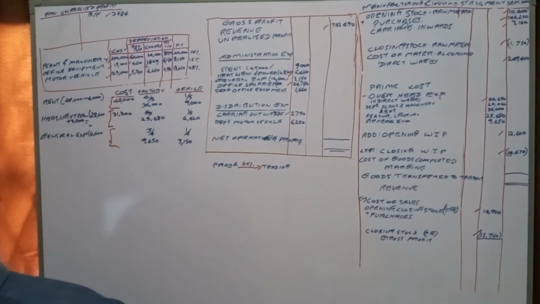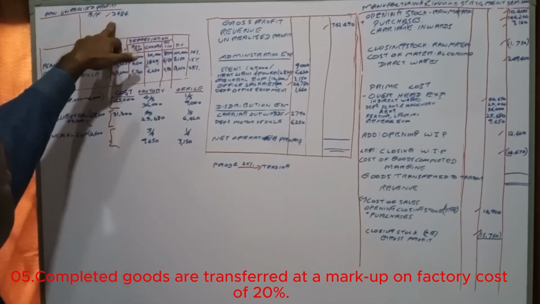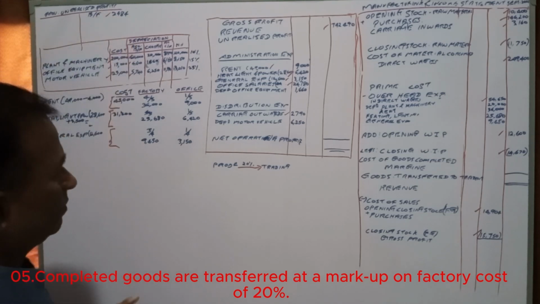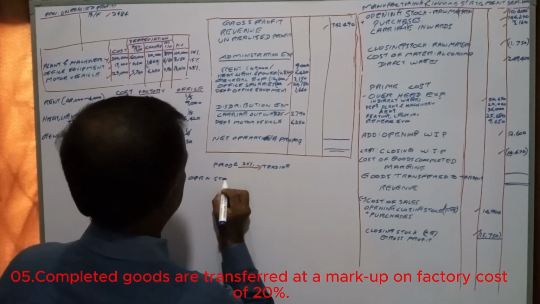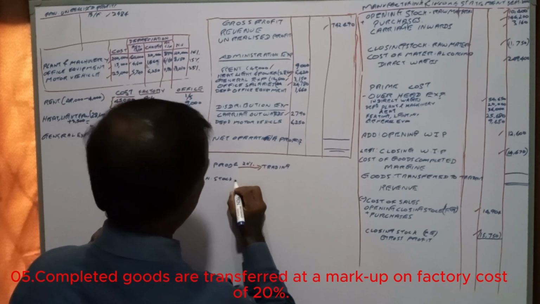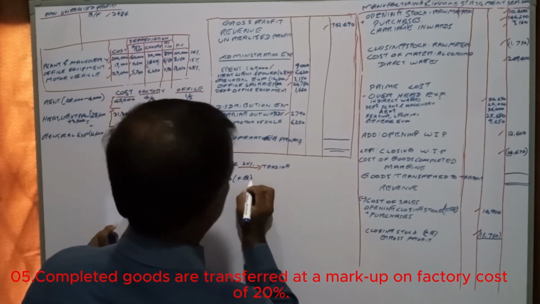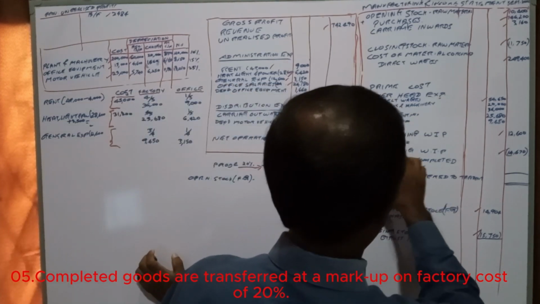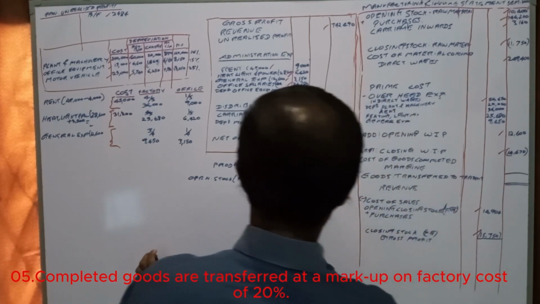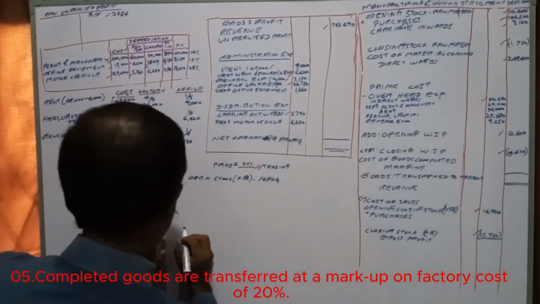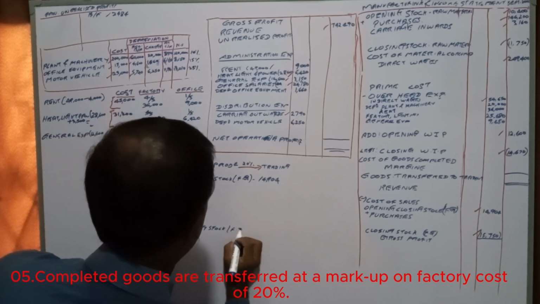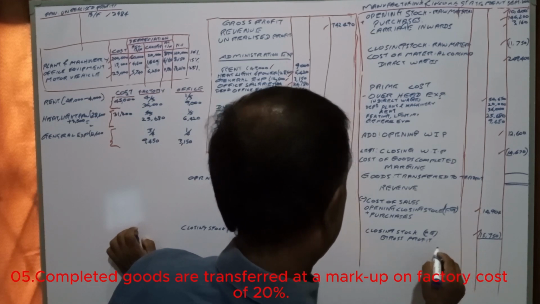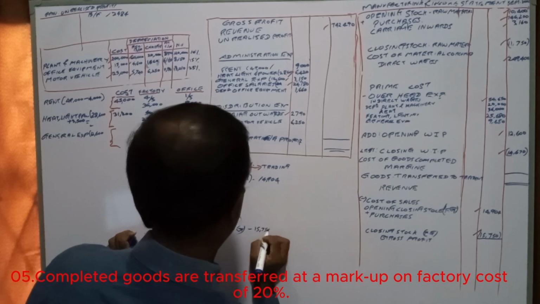Now this is 20% markup, and they have given brought forward balances, 2,484, right? What is the opening stock? Opening stock of finished goods is 14,904, right? Closing stock of finished goods, how much? Sorry, 15,750, right?